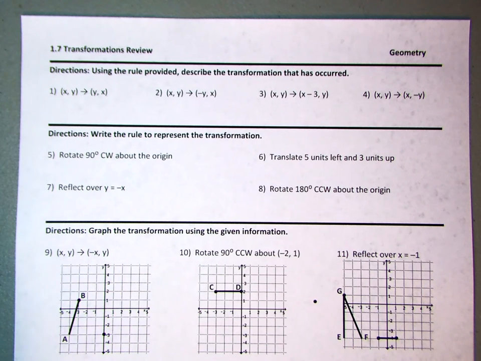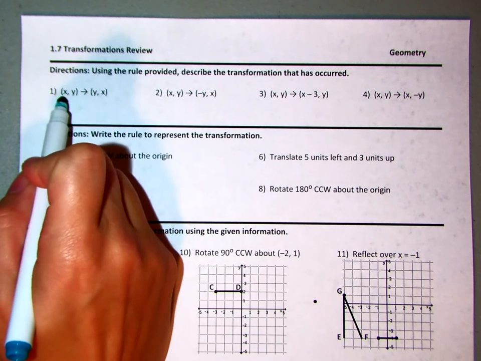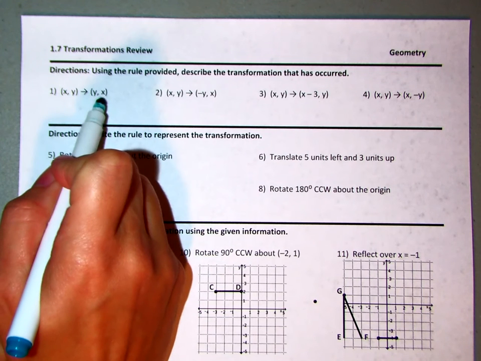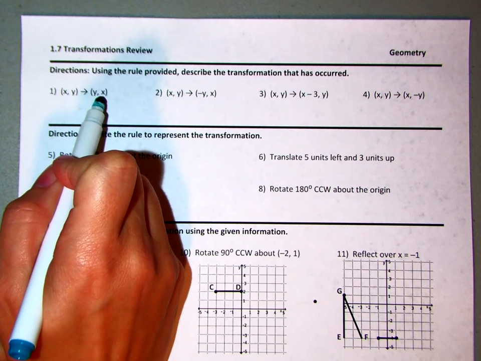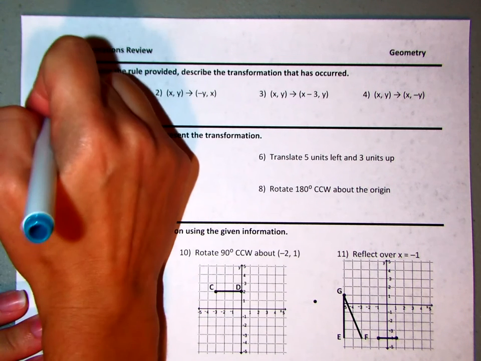In questions 1 through 4, we're looking at using the rule to describe what kind of transformation has occurred. So if we look at number 1, what we see is that we start with our x and y, and then they flip to y and x. When we do that, that is going to be a reflection.